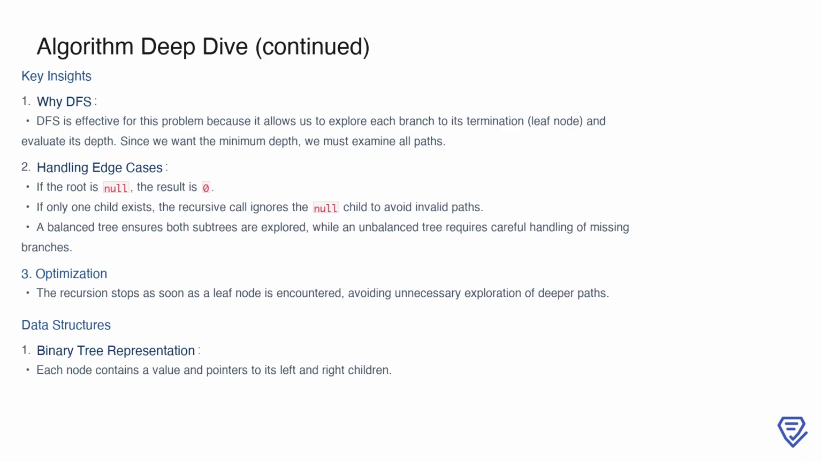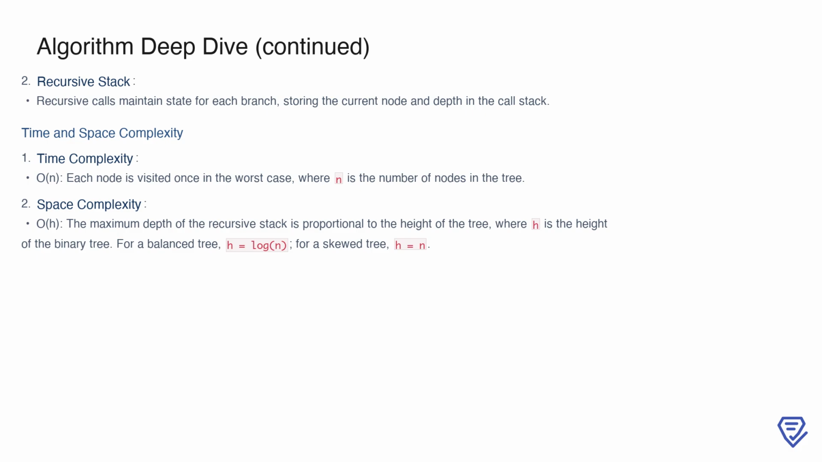For balanced trees, both subtrees are explored equally, while for unbalanced trees, special attention is given to missing branches to ensure correctness. Finally, the recursion is optimized to stop once a leaf node is encountered, which avoids unnecessary exploration and improves efficiency. The binary tree structure and the recursive stack are central to implementing this solution effectively. The recursive stack plays a crucial role in maintaining the state for each branch during traversal. At any given point, the stack holds the current node and its depth, allowing the algorithm to backtrack and continue exploring other branches as needed.